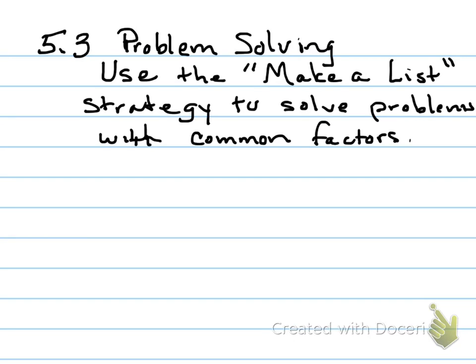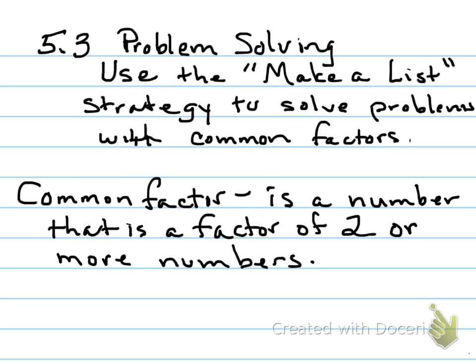Today we're going to be doing lesson 5.3, which is a problem-solving lesson. We're going to use the make-a-list strategy to solve problems with common factors. So let's start with a definition. A common factor is a number that is a factor of two or more numbers. We're going to think about factor pairs, and we're going to write our factors in a list. So let's continue.